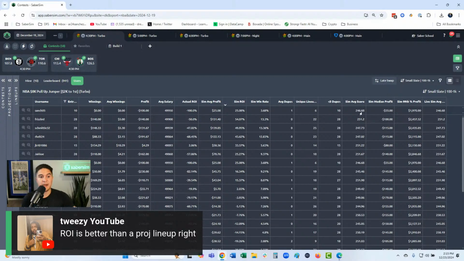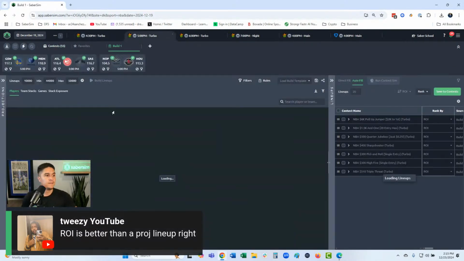And my sim average score looks in line, right? 246.6. We see 247, 251, 246, 245. So it makes sense why I graded out well in this contest. Pretty happy with my results. Okay, boom, on to the next one, right?